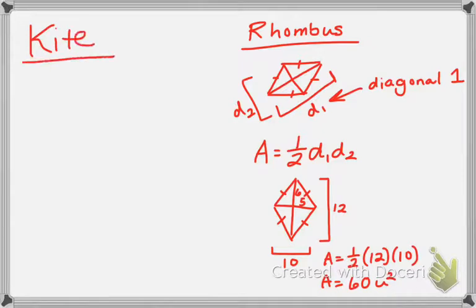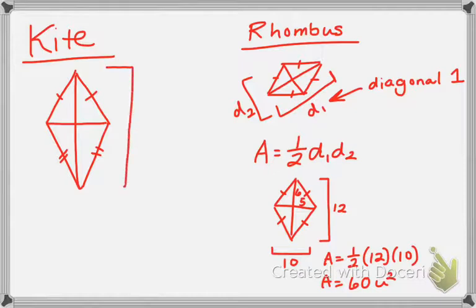A kite is not a parallelogram, if you remember. We do not have opposite sides parallel. We do have consecutive sides congruent. That's what makes it a kite. But the beauty of our area formula for a kite is it is exactly the same as a rhombus, where we have diagonal 1 and diagonal 2. The area is equal to 1/2 the length of diagonal 1 times diagonal 2.